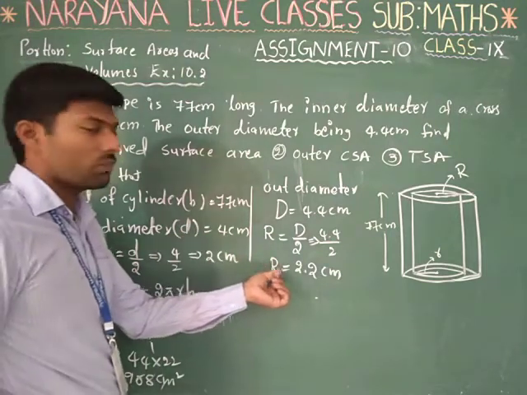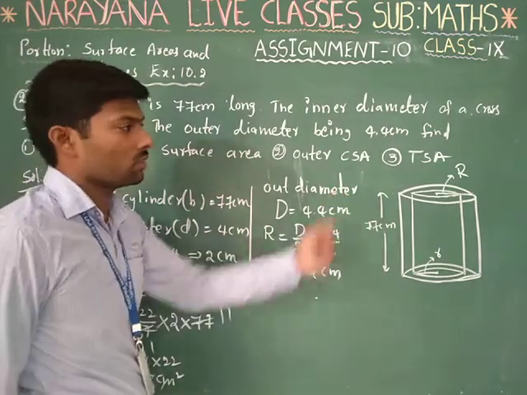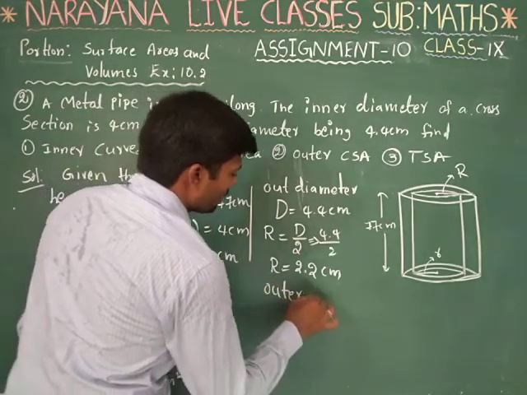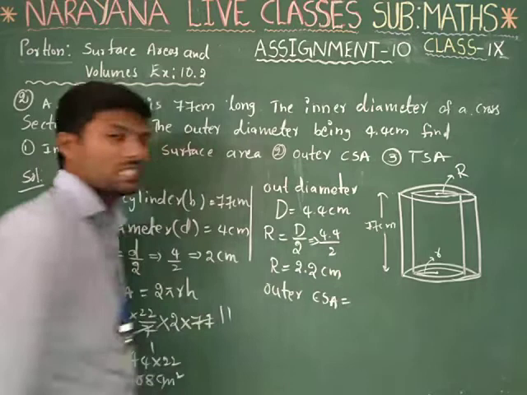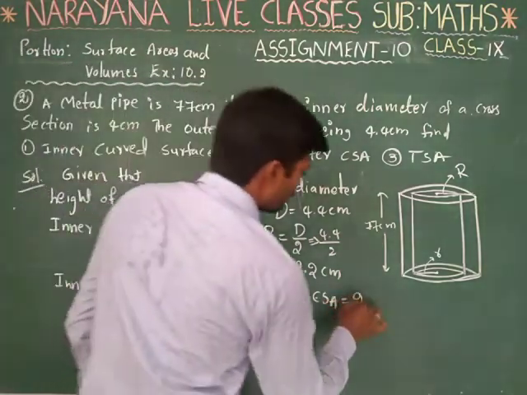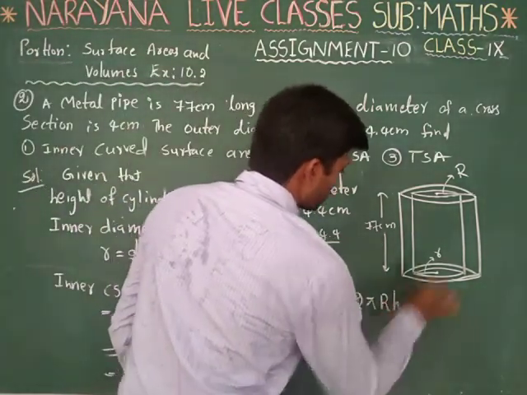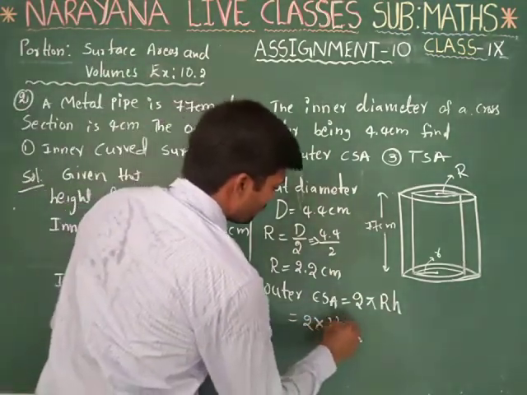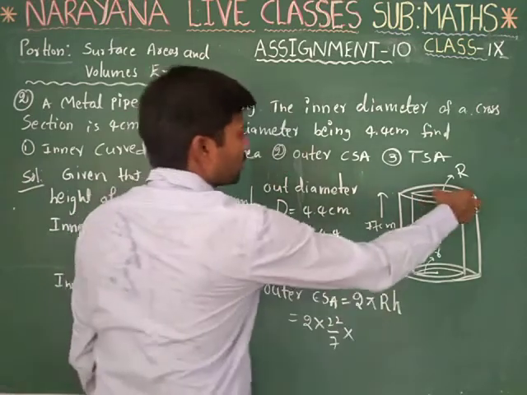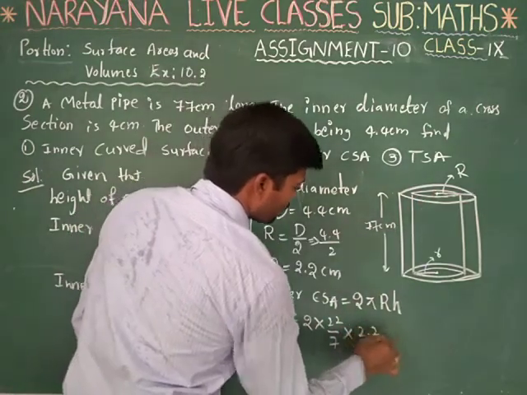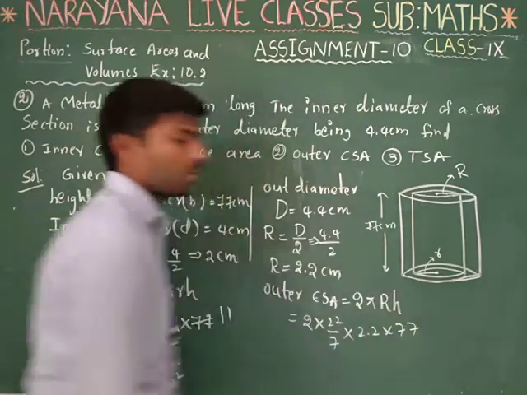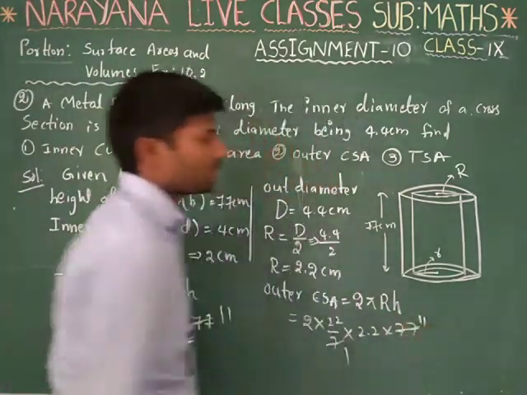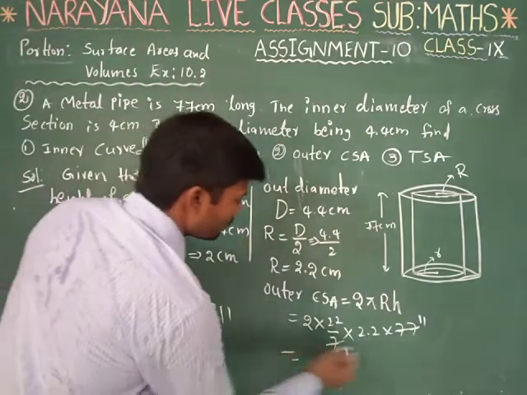So we know the outer radius of the cylinder. Let me take the outer CSA, the outer curved surface area of the cylinder. The formula is 2 pi capital R H. There is no change in the height, so it is 2 into 22 by 7 into capital R, that is 2.2, into the height, 77. There is no change. Are there any cancellations? Yes, 7 ones are 7, 11 times. Just multiply together.